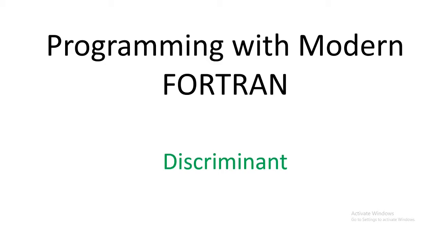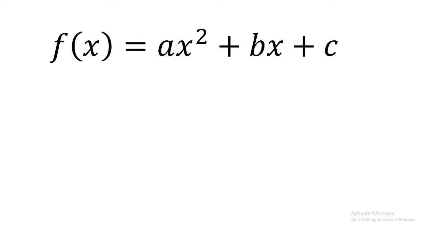Now when you talk about the discriminant of a quadratic function or a quadratic equation, generally this is what you have as a quadratic function: ax squared plus bx plus c. a, b and c are constants.